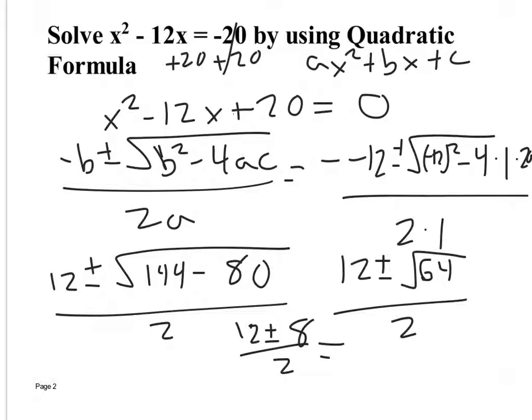So you have to work out both of them. You have to do 12 plus 8 divided by 2, and 12 minus 8 divided by 2. Because remember, when you do square roots, the square root of 64 is positive 8 and negative 8. That's why you have to do both. So 12 plus 8 is 20, and 20 divided by 2 is 10. Then 12 minus 8 is 4, and 4 divided by 2 is 2. So there are your two solutions. It crosses the x-axis at 2 and at 10.